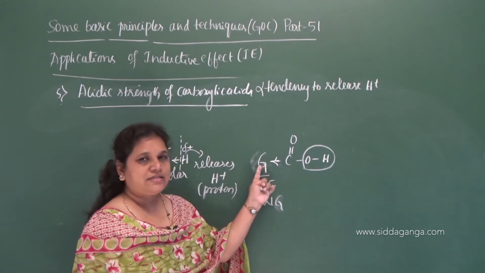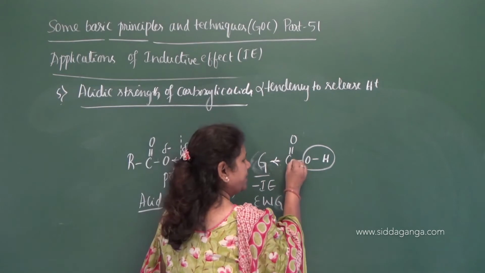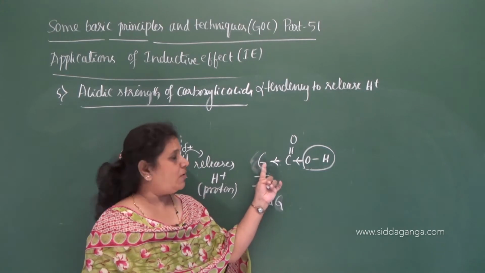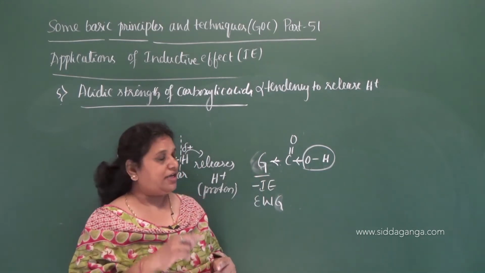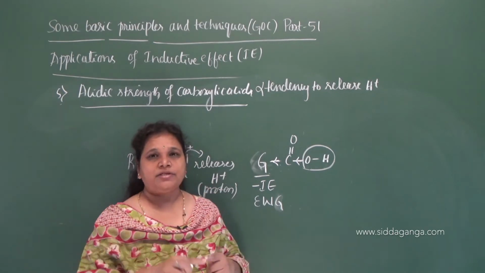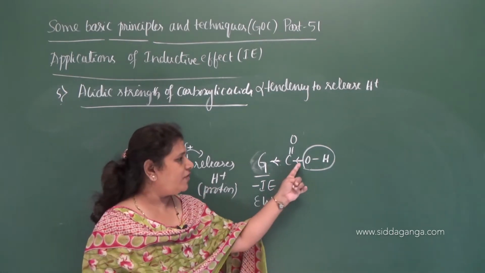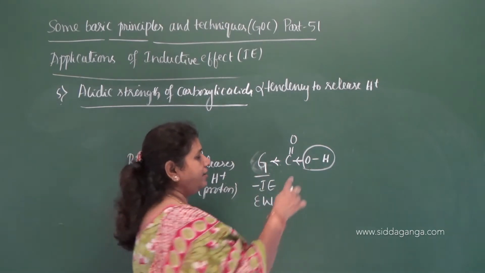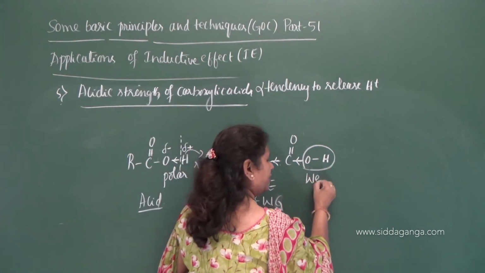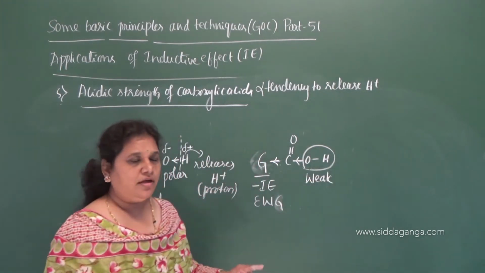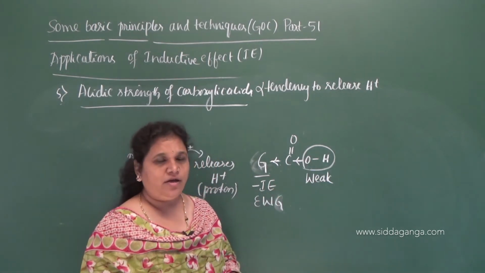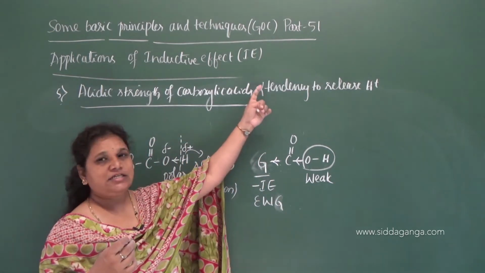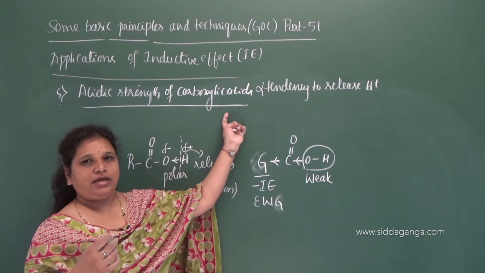So this displaces the bonded pair of electrons. Simultaneously this also displaces the sigma electron towards this, because as we know, negative inductive effect takes place along the carbon chain up to 3 carbon atoms. Therefore, displacement of this sigma electron also takes place towards the group. Thereby, the OH bond becomes weak. Cleavage of the bond becomes easier. Proton releasing tendency is more. When the proton releasing tendency is more, then the acidic strength increases.